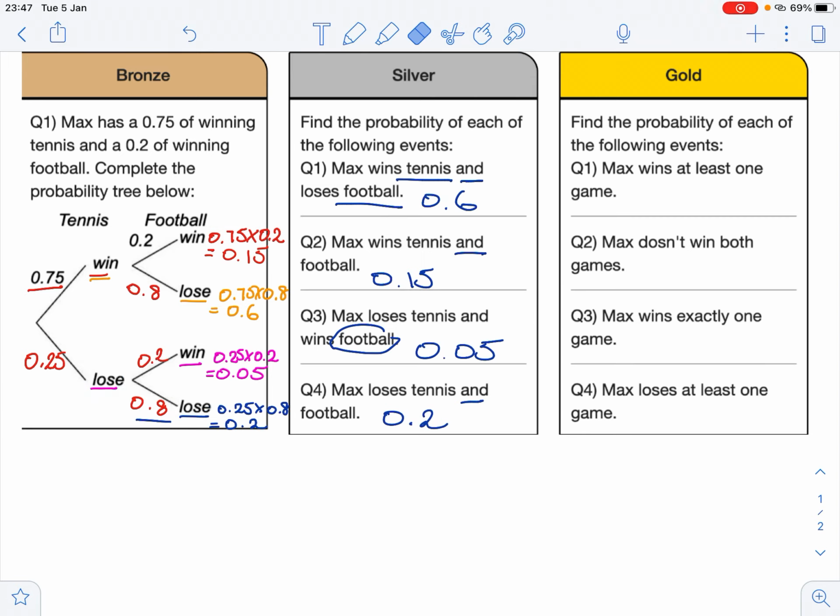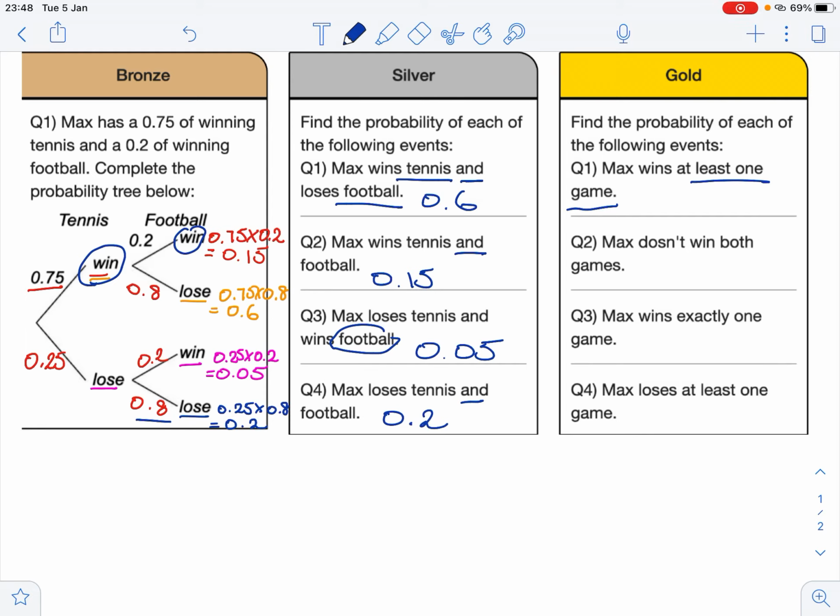Now let's look at the gold questions. Find the probability of each of the following events. The first one says Max wins at least one game. So he could win tennis and win football. That means he wins at least one because he has won 2 games.